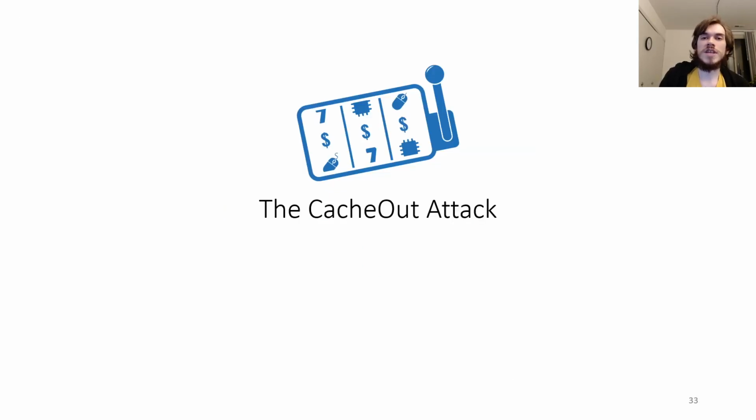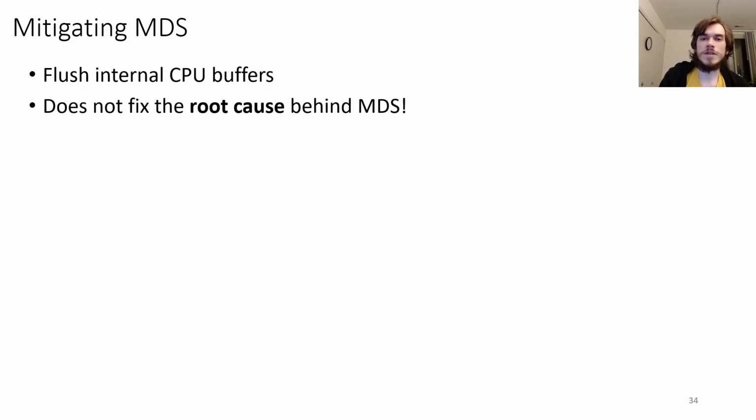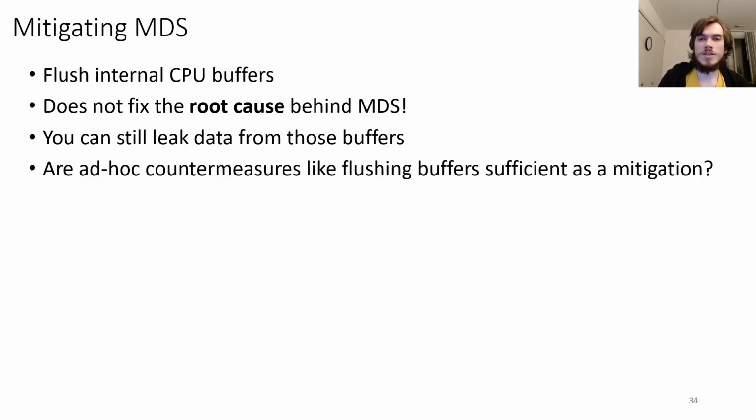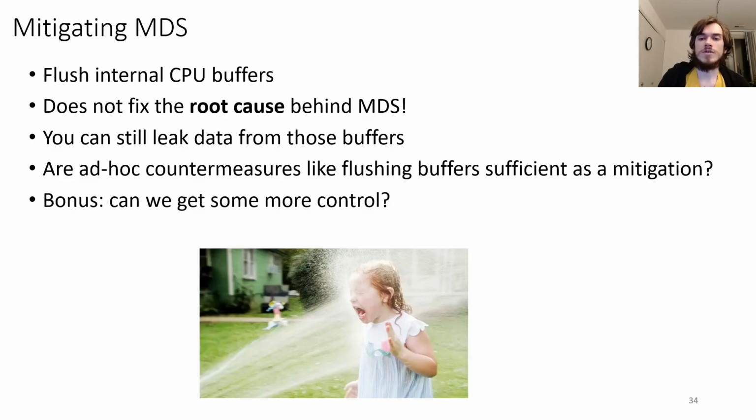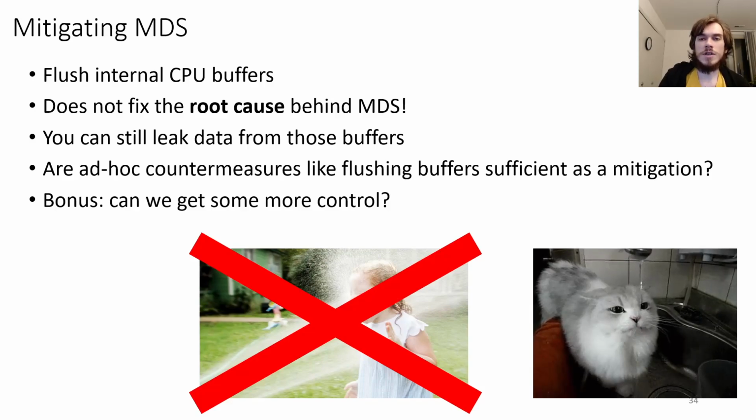And this brings us to the CacheOut attack. So let's have a closer look at the mitigations for MDS. The mitigation is to flush the internal CPU buffers, but this does not really fix the root cause behind MDS. You can still leak data from those buffers, in fact. You just have to find a way to get data inside those buffers. And this brings us to a really important question. Are ad hoc countermeasures, like flushing buffers, sufficient as a mitigation? And as a bonus, can we perhaps get some more control? So that we're not like the girl here drinking from a fire hose, but more like this cat drinking from a steady stream of water.